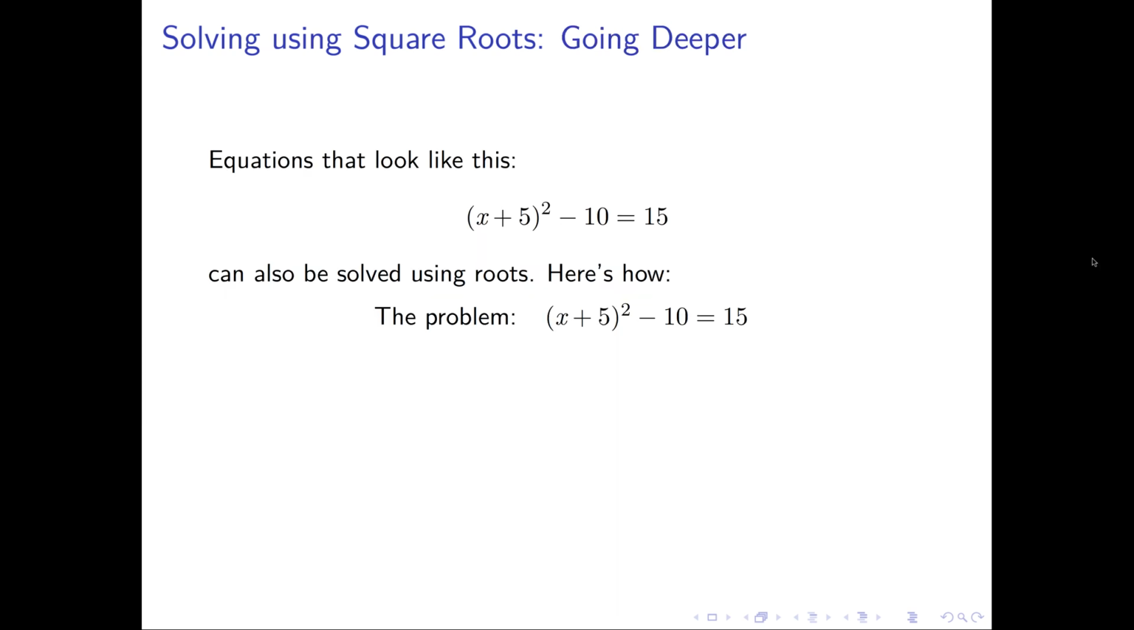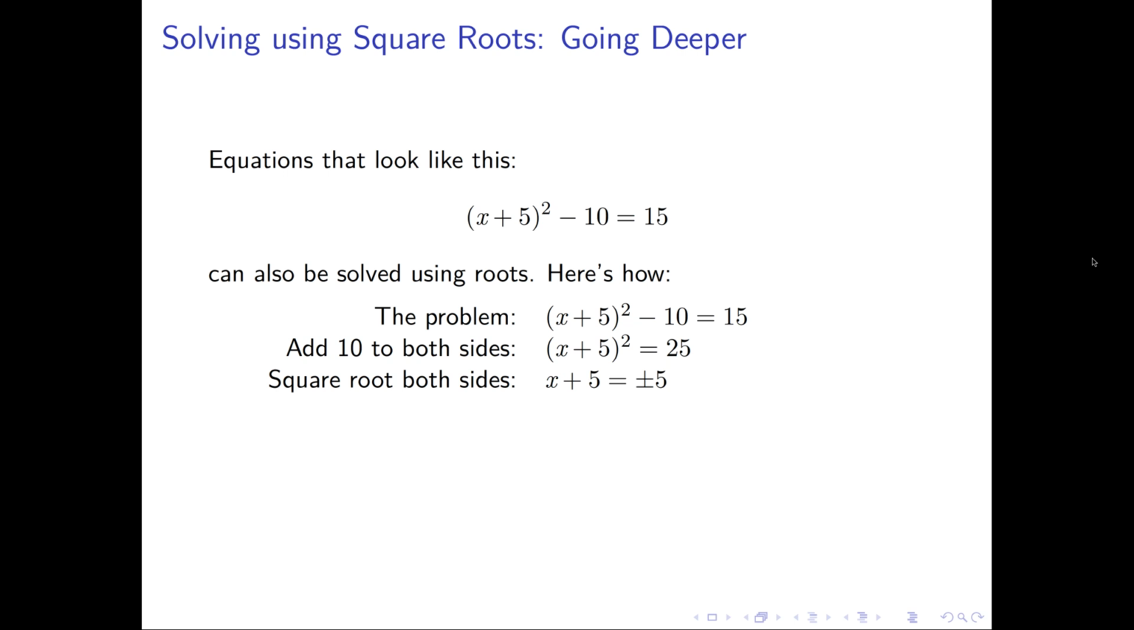Now we can also solve equations that look like this. x plus 5 squared minus 10 equals 15. Some equations do come in that form, and we can use roots to solve them. So if we take the problem x plus 5 squared minus 10 equals 15, and we add 10 to both sides, find the square root of each side, the left side would be x plus 5, that's simply the square root, and then on the right side we have plus or minus 5. Next, we subtract 5 from each side, and we get x equals negative 5 plus or minus 5.